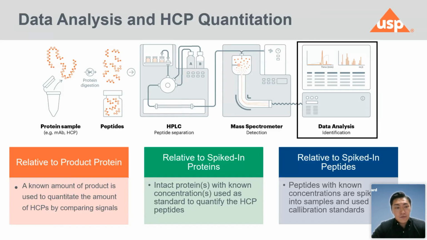We identify 3 different quantitation strategies, one being relative to product protein, second being relative to spiked in proteins, and third relative to spiked in peptides. So with respect to product protein, a known amount of product is used to quantitate the amount of whole cell protein by comparing signals. The relative to spiked protein strategy uses intact protein with known concentration as a standard to quantify the whole cell protein. And relative to spiked peptides, these are peptides with known concentrations that are spiked into samples and used as calibration standards.